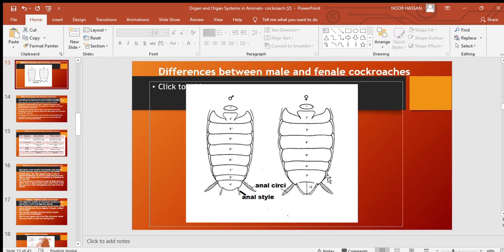The seventh segment in female cockroach is boat shaped along with the 7, 8, and 9. It forms a genital pouch or genital brood.